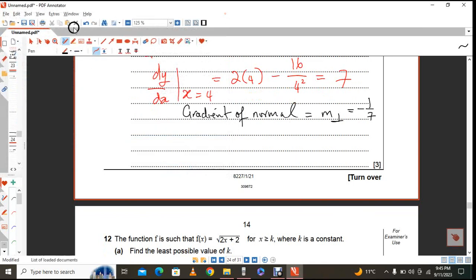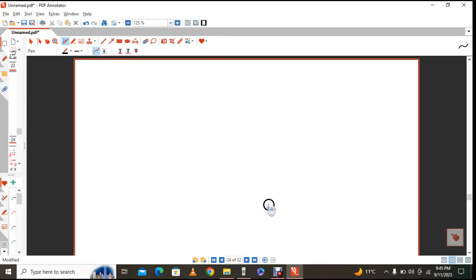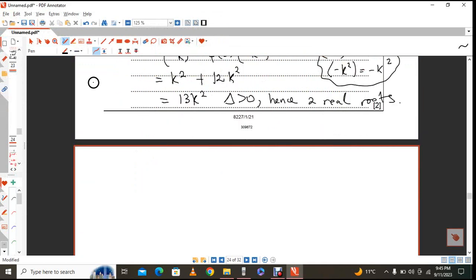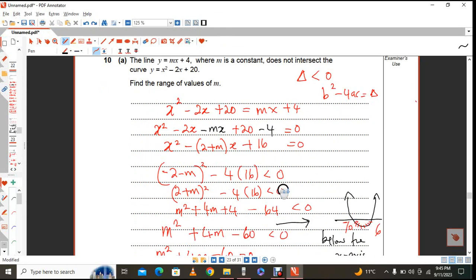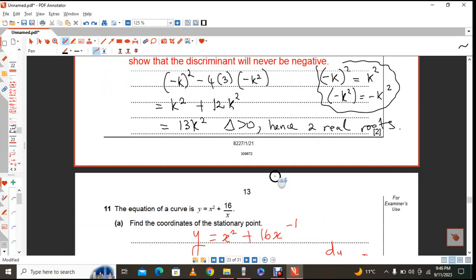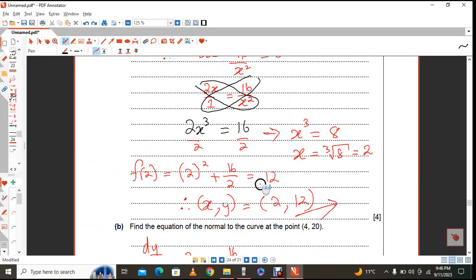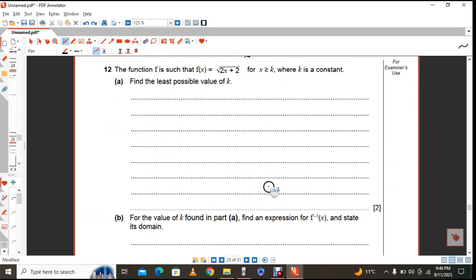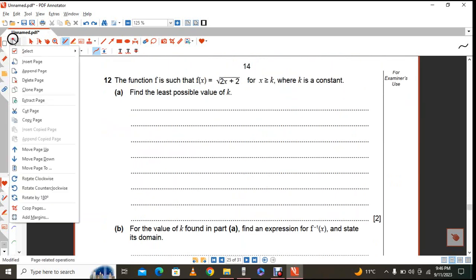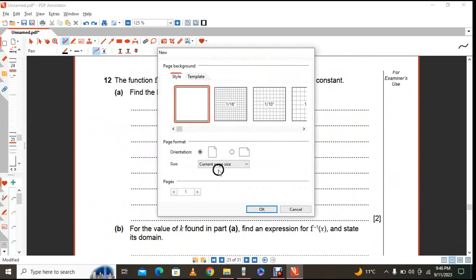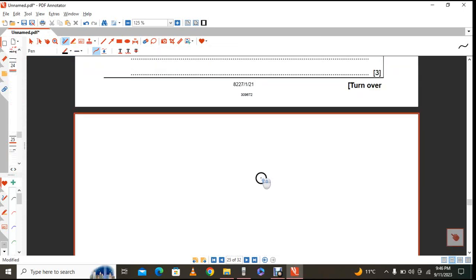Okay, so just so that I can have some space to work. Okay, so that's not where I wanted the page. So let's just quickly go down, down, down. Just bear with me. Okay. Right, let's just insert the page now. Inserting the page. All right.